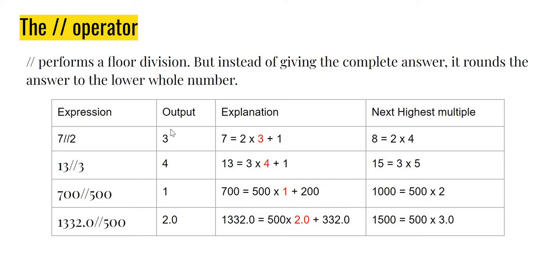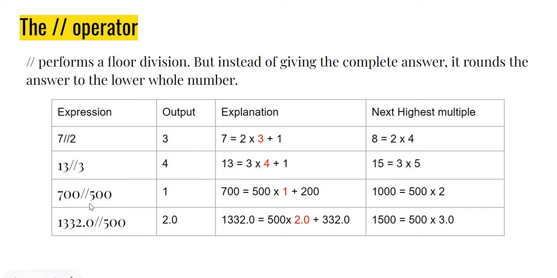Now, the question that I'm going to ask you is: what is the next multiple of 2 once I know that the floor division is 3? Well, as you can guess, the next multiple of 2 after 7 is actually 8, which is indeed 2 times 4, or in other words, 2 times 3 plus 1. Similarly, if I did 13, let's say, floor division 3, I'm going to get an output of 4. And I know that 3 times 4 plus 1, which is 5, is actually 15, which is the next multiple.